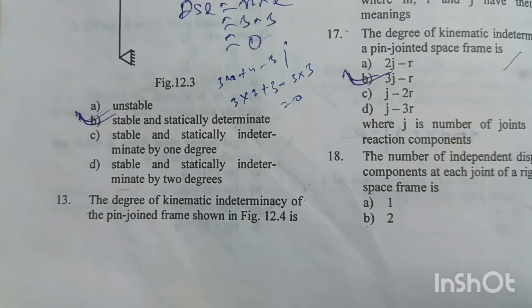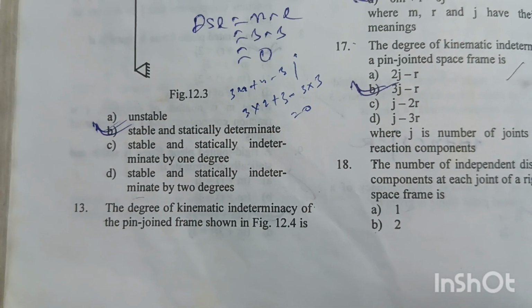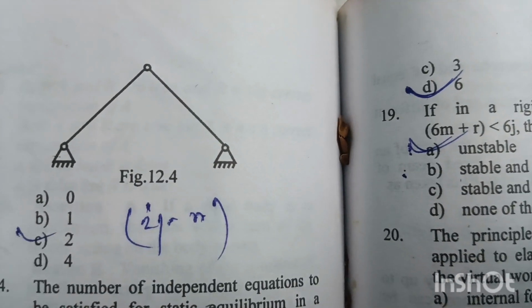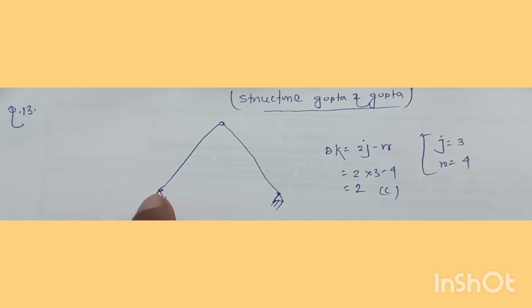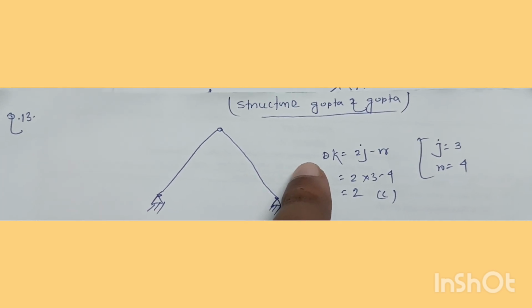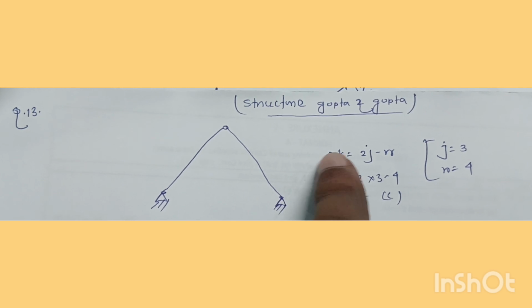Question number 13, the degree of kinematic indeterminacy of the pin jointed frame shown in the figure 12.4 is. This is the figure. So this is a pin jointed plane frame, and we have to calculate the degree of kinematic indeterminacy of this frame. Okay, we know the formula Dk equals 2j minus r.